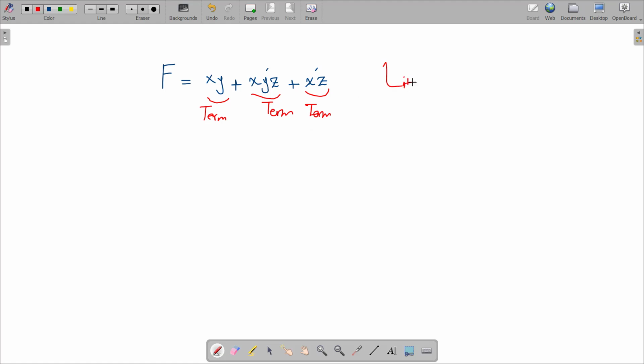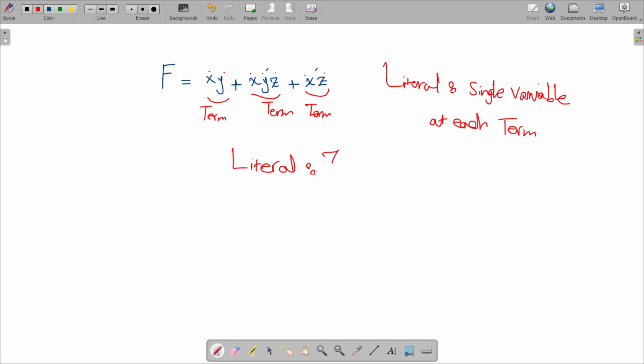What is a literal? We say that a literal is a single variable in each term. So, if I want to count the number of literals here, I have 1, 2, 3, 4, 5, 6, 7 literals. How many terms do I have? You can see that I have 1, 2, 3 terms.